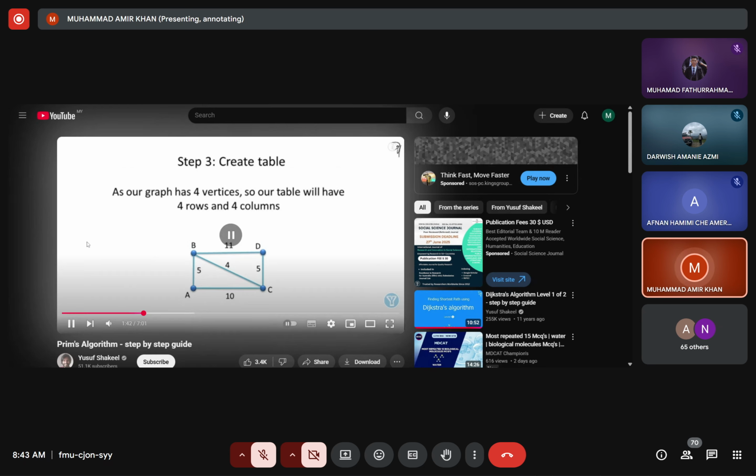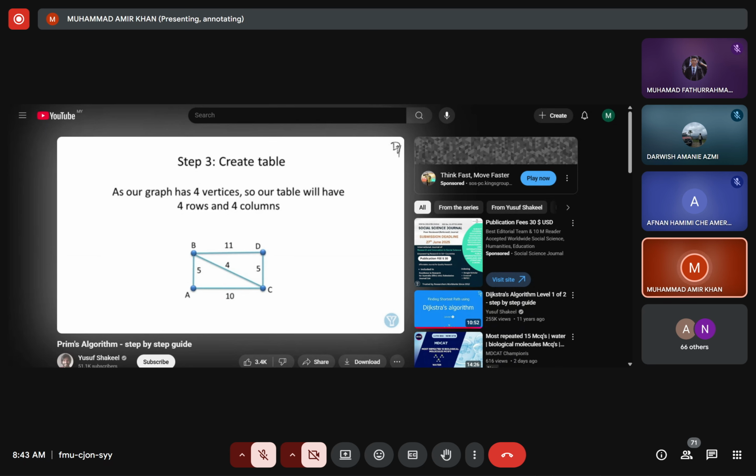So this is our graph. First, step number one was to remove the loop. Step two removes the parallel edges. And now step number 3 is to create the table. As our graph has 4 vertices, our table will have 4 rows and 4 columns. This is a rule: whenever we have some number of vertices, the rows and columns will be equal to that number. So 4 vertices mean 4 rows and 4 columns.